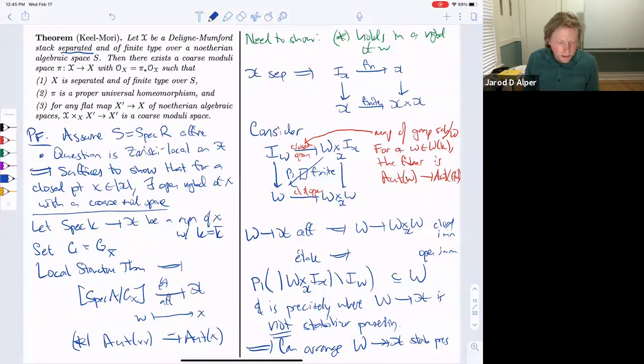This was really where we used that one key hypothesis, that the stack is separated, or really that the inertia is finite, in order to argue that you can shrink Zariski locally to ensure that it's stabilizer preserving everywhere. If you drop the separated condition, this argument fails, and the result is not even true.